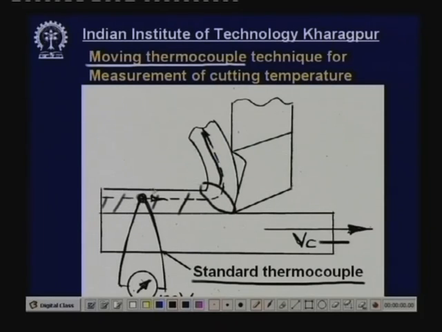When this is far away from the shear zone, the temperature is ambient, so it will not show much reading. When it comes close to the shear zone and passes through it, heat develops, the temperature rises, that is indicated here, and the millivolt meter records it. As it passes along, we get the temperature at different points of the path. So, this can be continuously located and recorded. This is called the moving thermocouple technique.